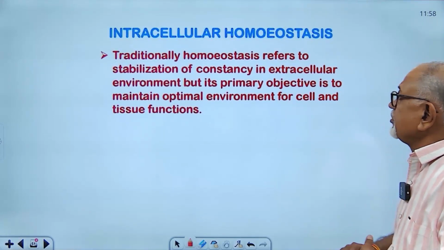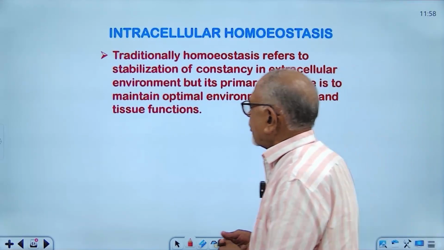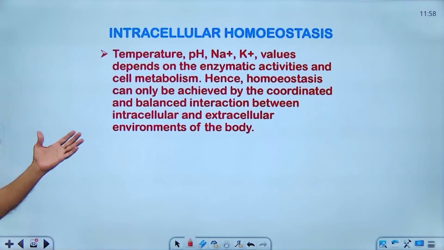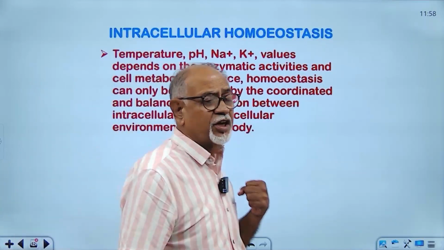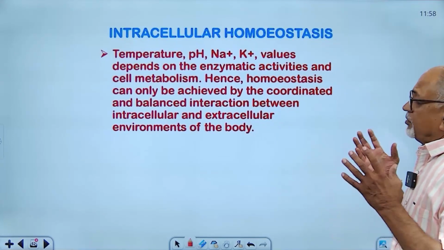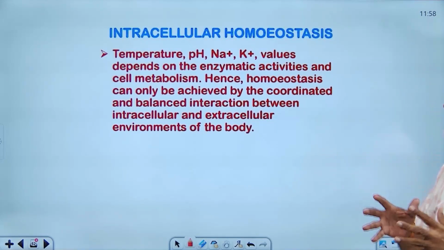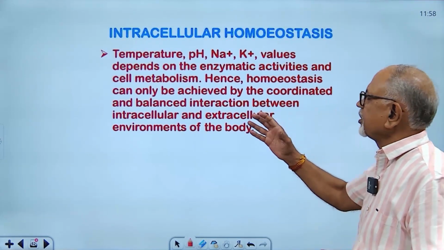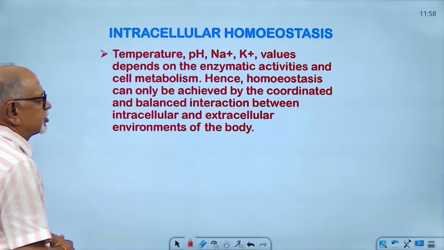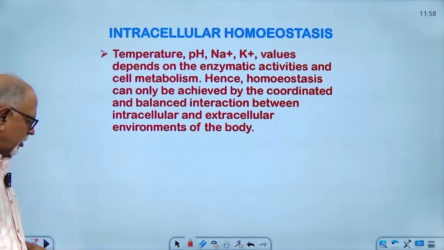The main objective is providing an optimum environment for the cell and tissue functions. Temperature is regulated, pH is regulated, sodium and potassium ions are regulated. The values of the enzymatic activities and cell metabolism are maintained. Hence, homeostasis can only be achieved by the coordinated and balanced interaction between the intracellular and extracellular environment of the body.